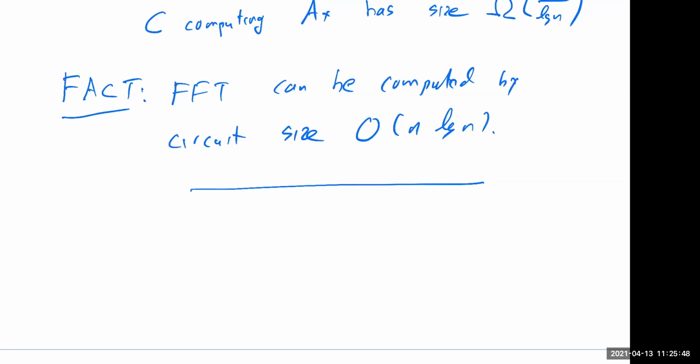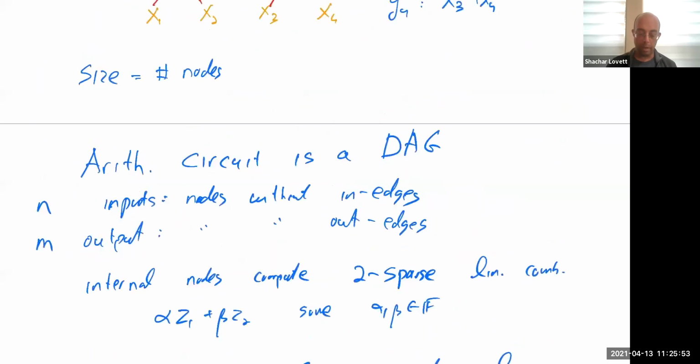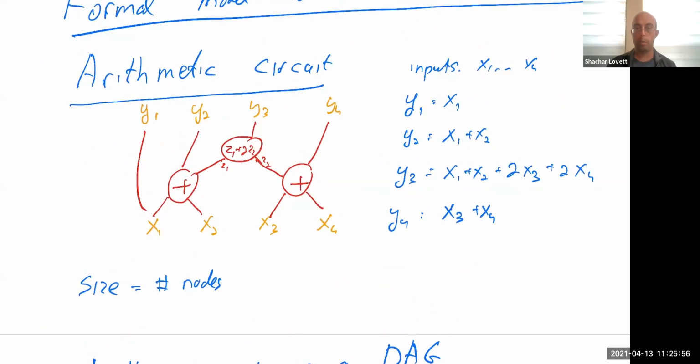What does sparse in 2-sparse mean? Oh, 2-sparse just means that my internal node only has 2 inputs. For example, this node of z1 plus z2 can only take 2 inputs and compute the linear combination. So we don't allow nodes to compute a linear combination of more than 2. If you were allowed to do that, then of course you could do everything in order n size. Let's say y1 is some linear combination of the inputs and y2 is some linear combination and so on. But then it's a linear combination of n inputs.